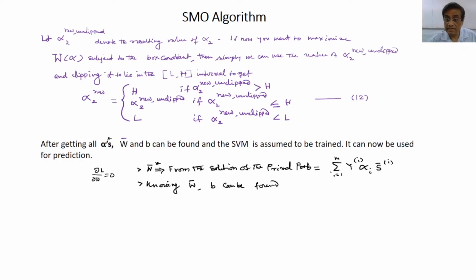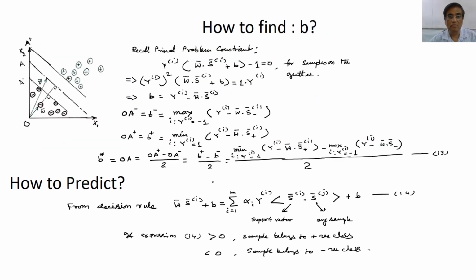Okay, these training samples are known to you. They are the labels of the training samples. So everything is known. W is perfectly known to you. And then, knowing W, B can also be figured out. Let us see how to figure out B.